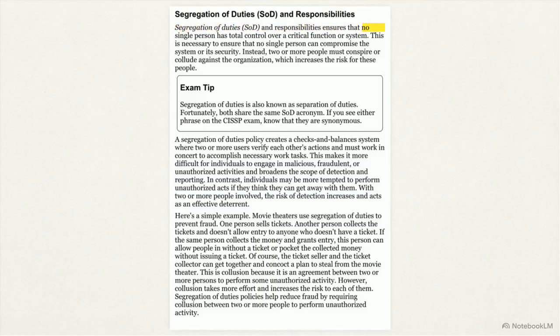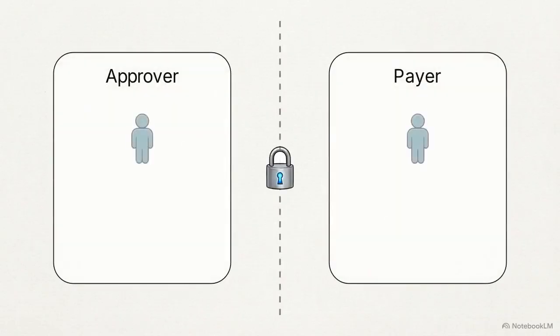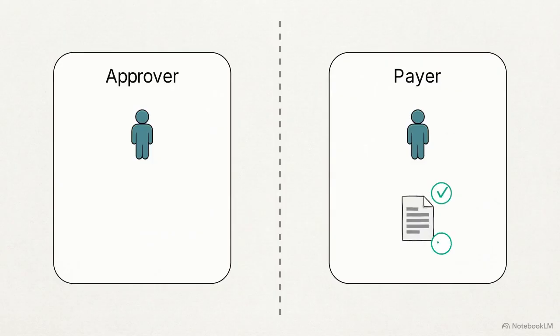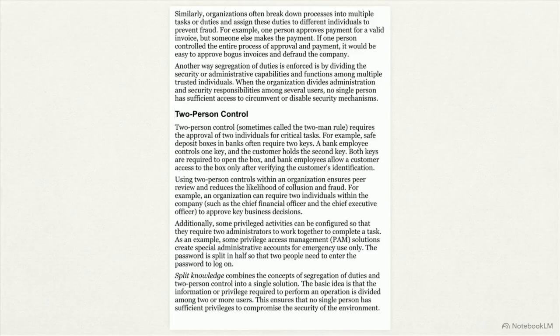This excerpt introduces segregation of duties, a policy ensuring no single individual holds total control over a critical function. By dividing administrative capabilities, the system forces potential attackers to conspire or collude, significantly increasing their risk of exposure. This policy creates a mandatory system of checks and balances. Users must verify each other's actions and work in concert to process high-risk tasks, such as approving and then separately issuing vendor payments. We see this practically applied through two-person control, requiring dual approval for critical tasks, much like a safe deposit box that requires both a bank employee's key and a customer's key.